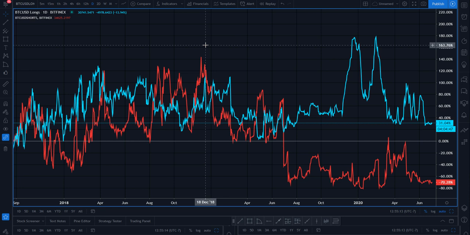I think a next setup is coming into play for BTC shortly, but I just think right now we're just in a trading range. We're just consolidating. I want to see the momentum shift before I really jump in.